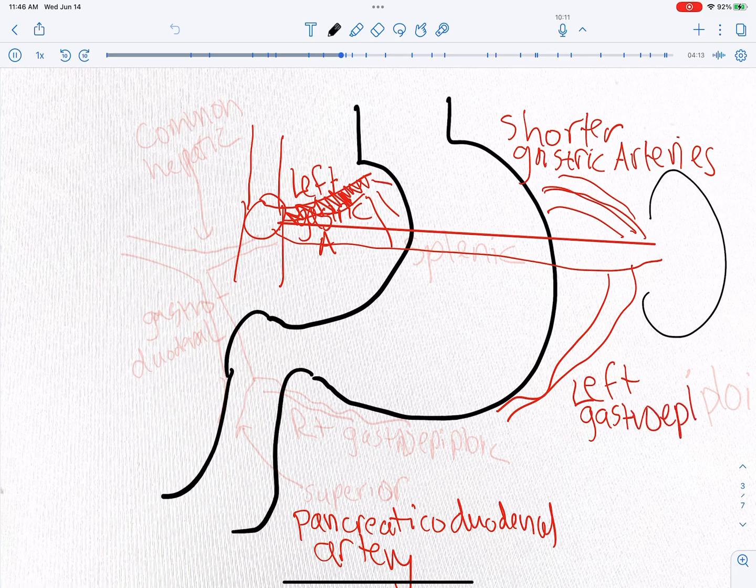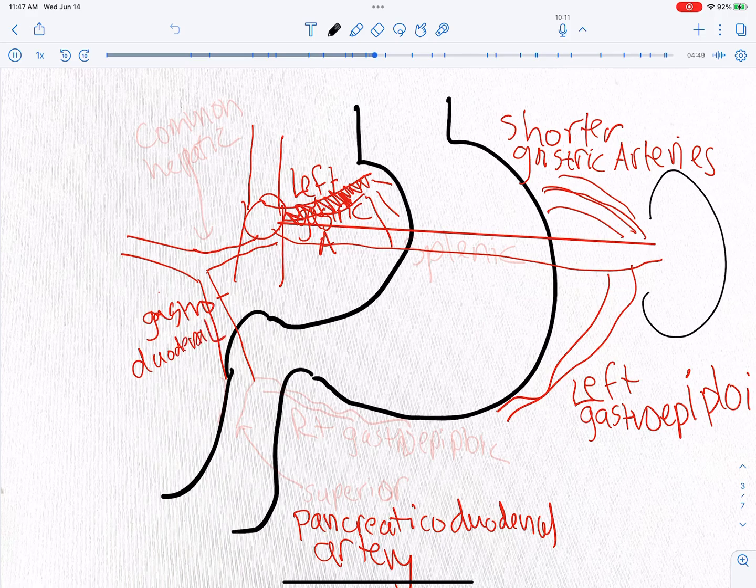So you can see we're drawing a lot of vessels. Next off the celiac is the common hepatic artery, which gives off the gastroduodenal artery and then continues on as the proper hepatic artery, supplying the liver. So this is the gastroduodenal artery.